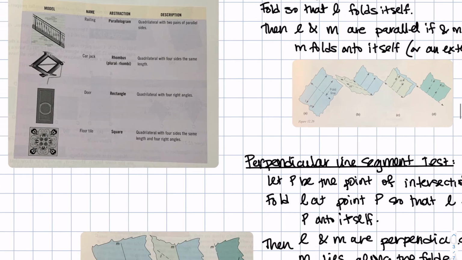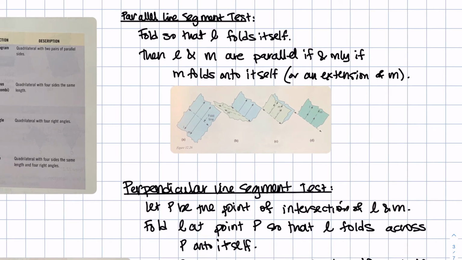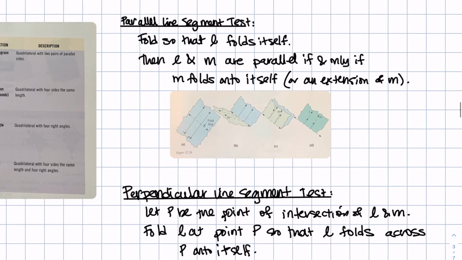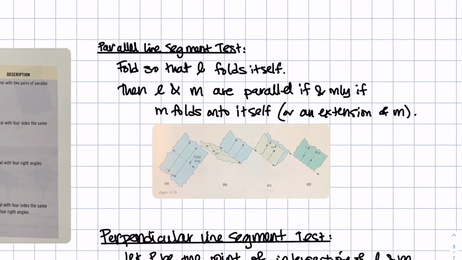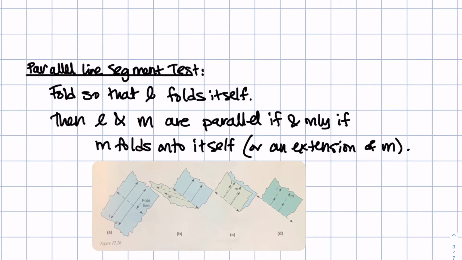Okay, so two little tests that your book brings up here that are nice to be aware of are the parallel line segment test and the perpendicular line segment test. So they have these illustrations of how these two tests work, and I'm going to insert a little clip showing you how these tests work.